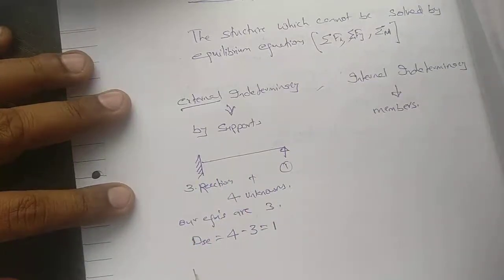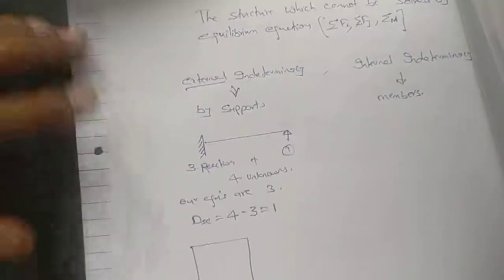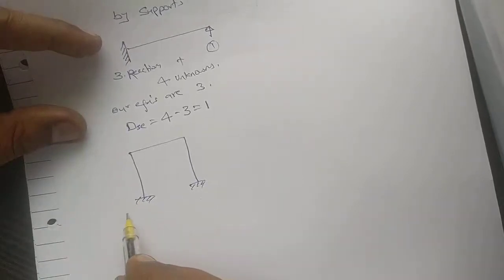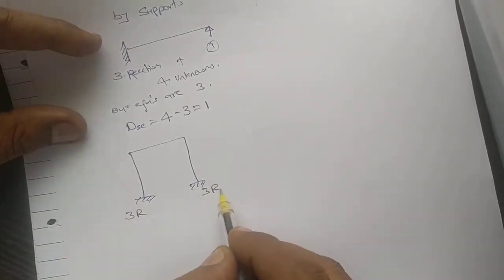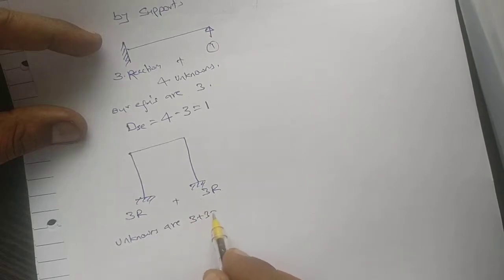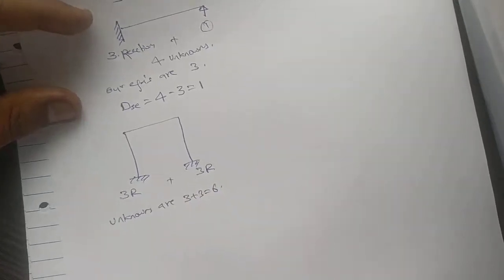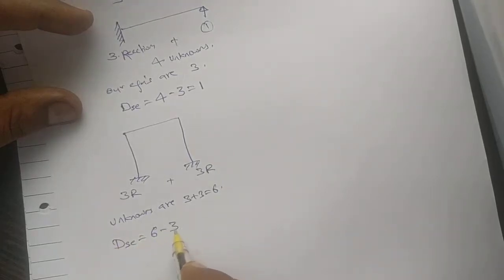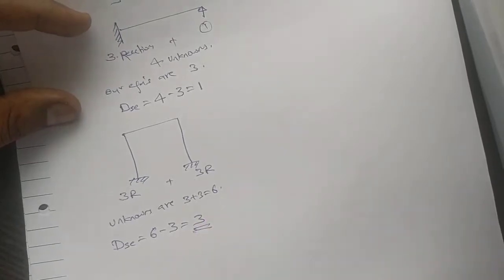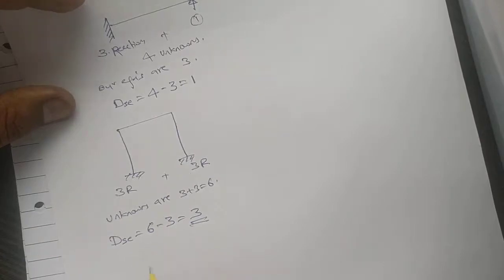Likewise, if we have a frame, so you have 3 reactions here, 3 here. Total unknowns are 3 plus 3, 6. So the degree of static indeterminacy is 6 minus 3, 3. So 3 is the degree of static indeterminacy. Likewise, many structures we can draw.